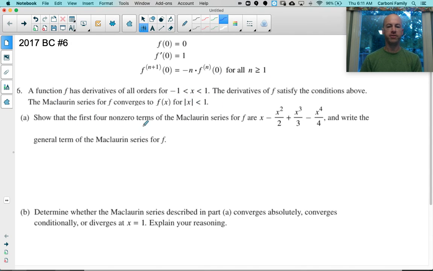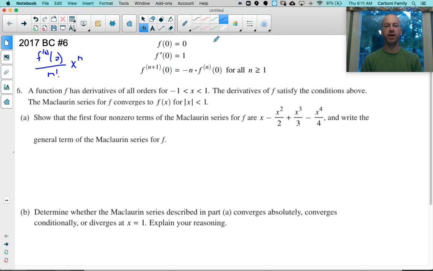So show that those are the first 4 non-zero terms. That's kind of nice. They gave them to you. We do have to figure out what the general term is. So if I'm going to write out the first 4 terms of the Maclaurin series, in my opinion, it's easiest just to use your general formula, which is the nth derivative at 0 over n factorial times x to the nth power. And so we already have f of 0 and f prime of 0.